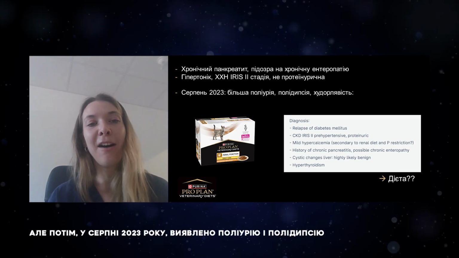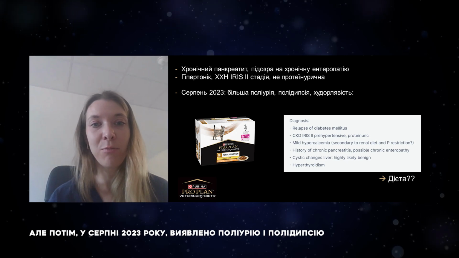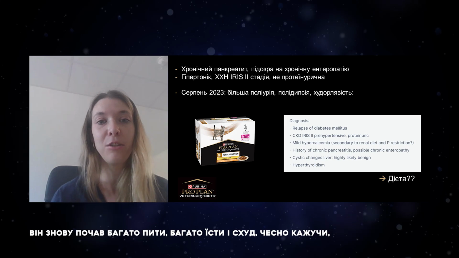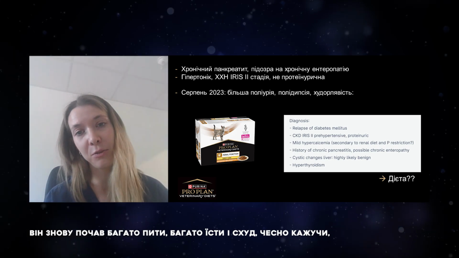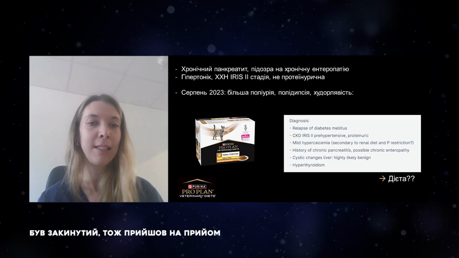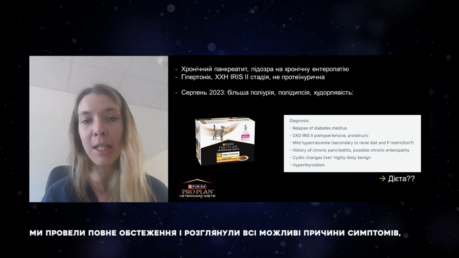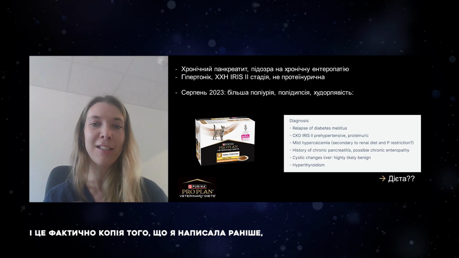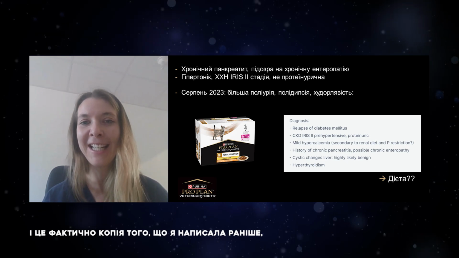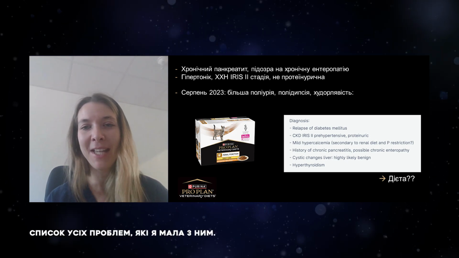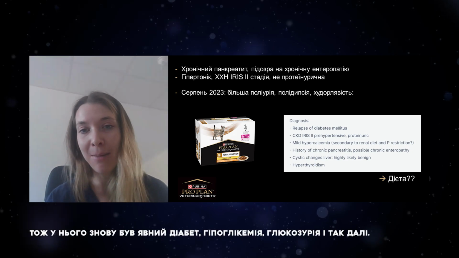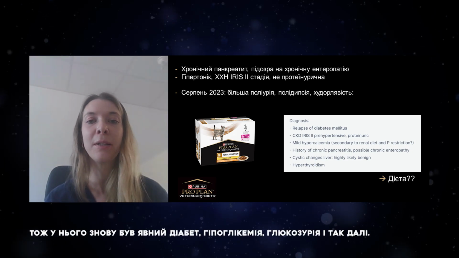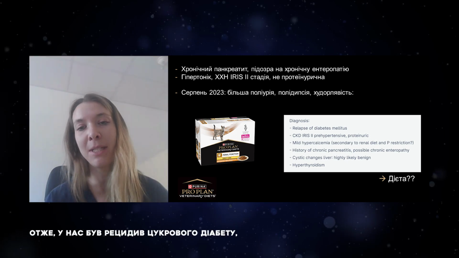But then in August 2023, he was presented because he had more PUPD, he was drinking a lot again and urinating a lot again, and he had lost weight. So the owners were a little bit worried, and he came, we did a full evaluation and looked into all the possible causes for the symptoms. And that's actually a copy of what I wrote back then, and the list of all the problems I had with him. So he was clearly diabetic again, hyperglycemic and glucosuric and so on. So we had a relapse of diabetes mellitus.